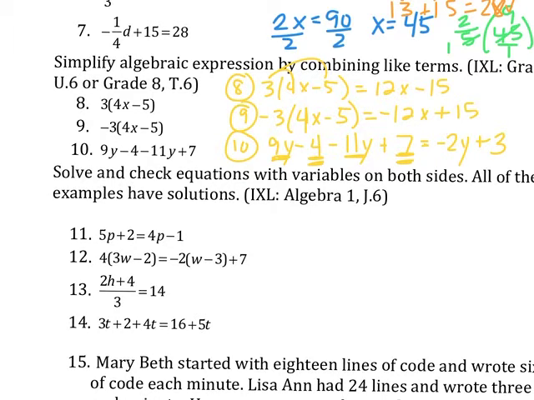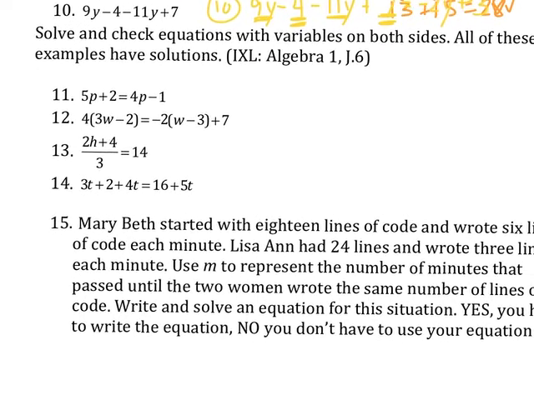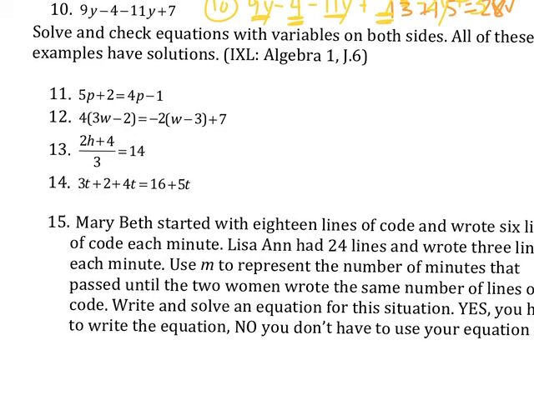And the last one, we're combining like terms. So 9y minus 11y is negative 2y. Negative 4 plus 7 is positive 3. And we're done with that. All right. Let's look at the next section, which has us solving some more complicated equations. Okay, so this is one of those sections that's going to take a little bit of space. All right, let me get them done, and then we'll go over them. Okay, here they come.